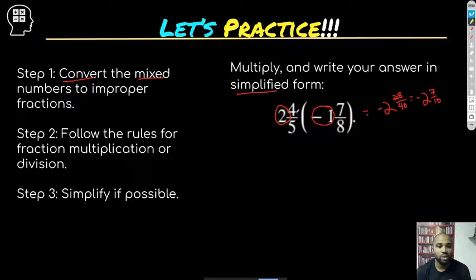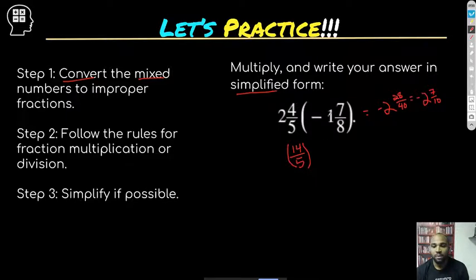So let's work it out the way that we're asked to work it out here. First, we're going to convert these both to an improper fraction. To do that, we take the whole number, multiply it by the denominator, then add the numerator. So 2 times 5 is 10, plus 4 is 14 over 5. And again, if you struggle with what I am doing and need some more practice, please go back to a previous video about taking mixed numbers to improper fractions.